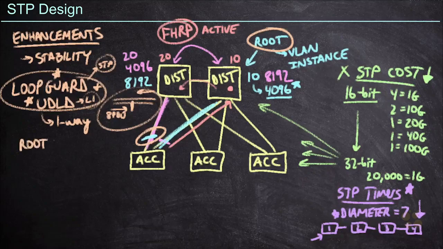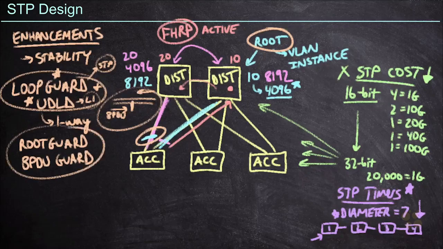Now, our second set of enhancements are going to be root guard and BPDU guard. These enhancements are going to protect us from a rogue switch showing up in the network and changing our STP topology. For example, what if we connect a new switch to the environment and this switch has a priority level of 0, and all of a sudden we're sending superior BPDUs up to the root? Well, if we have root guard configured on that interface, then that root switch is going to reject the BPDUs that are coming in.